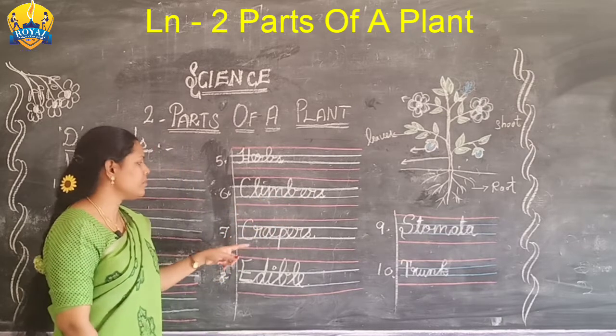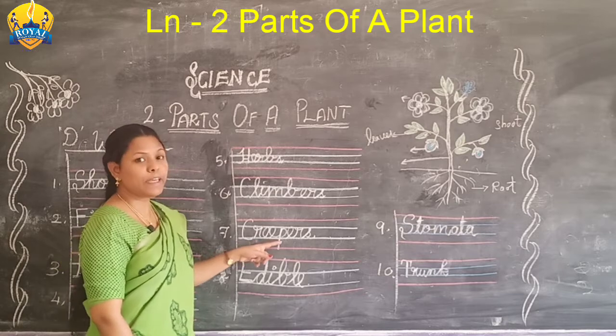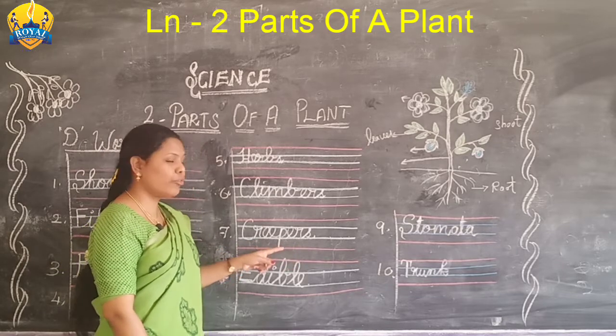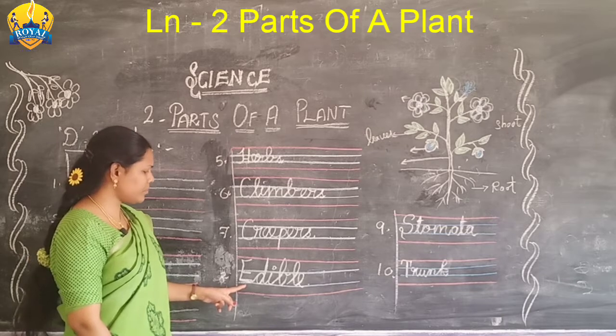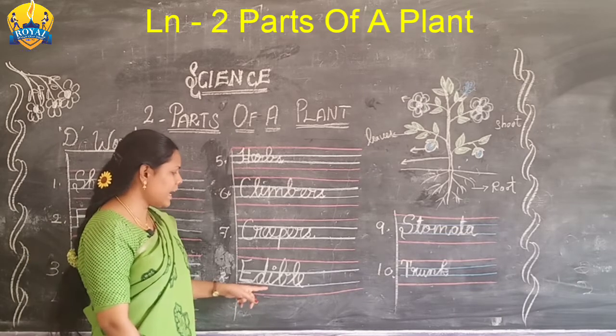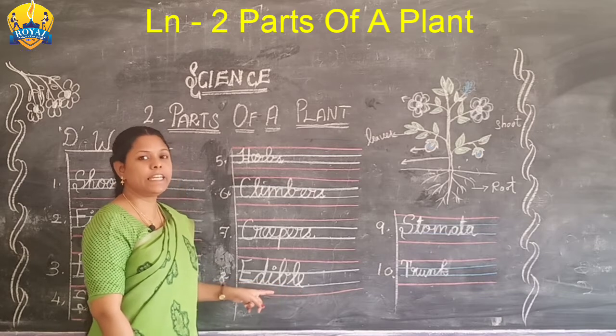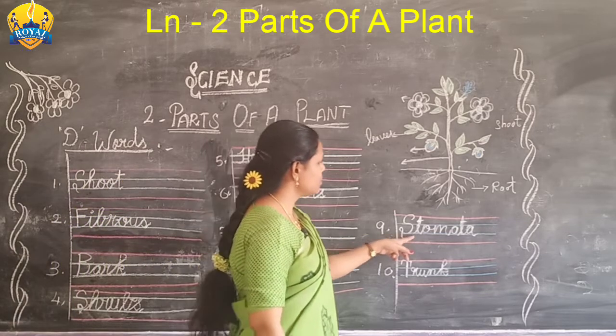C-L-I-M-B-E-R-S. Climbers. The next one, creepers. C-R-E-E-P-E-R-S. Creepers. Next, edible. Edible means the seeds of food that we eat. E-D-I-B-L-E, edible.